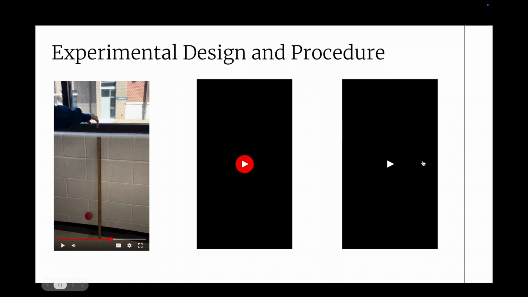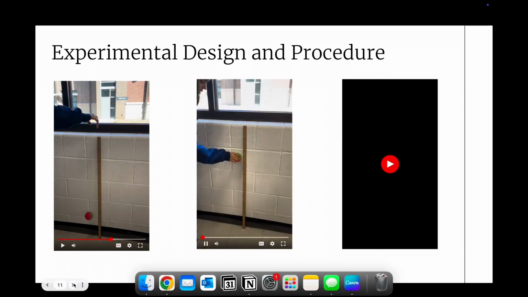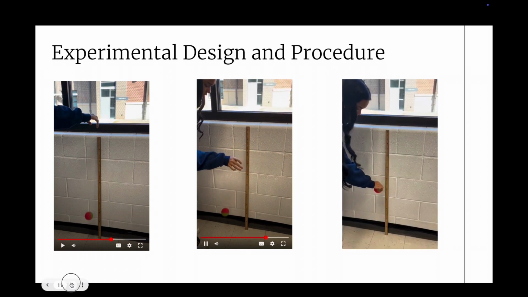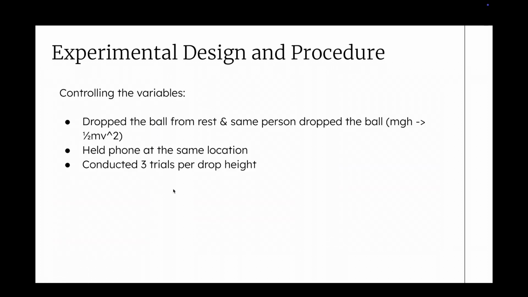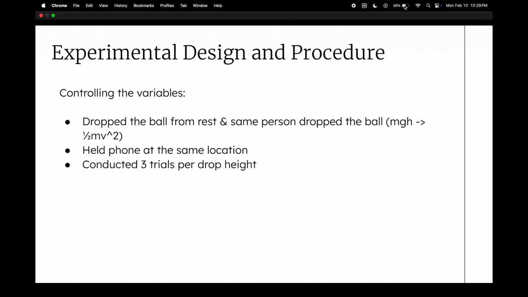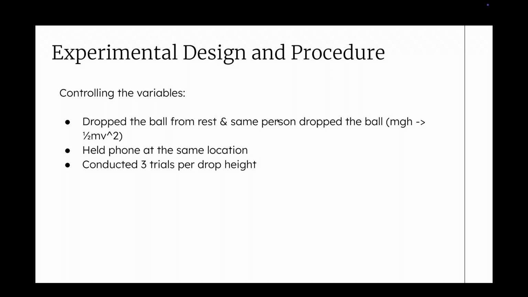And now moving into how we controlled all the variables in our experiment. We had several factors that helped us control the variables. First of all, we only dropped the ball from rest. That way we could observe how all of the potential energy was being converted into kinetic energy, and we were able to analyze what the change in kinetic energy was.